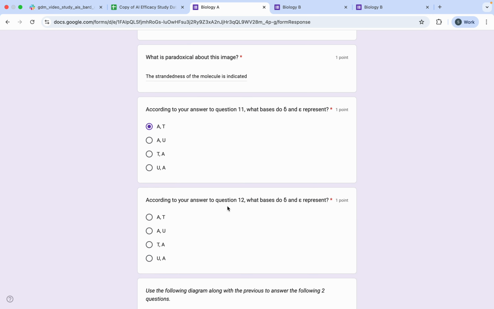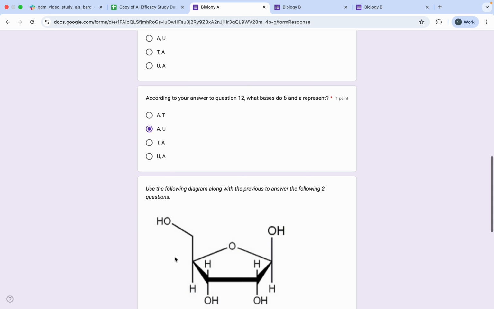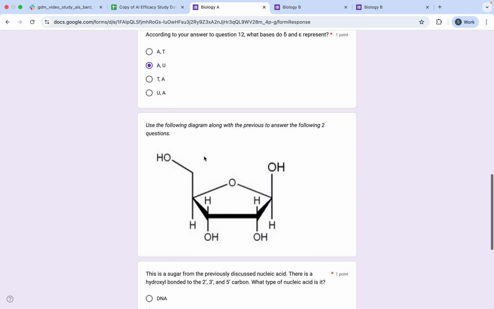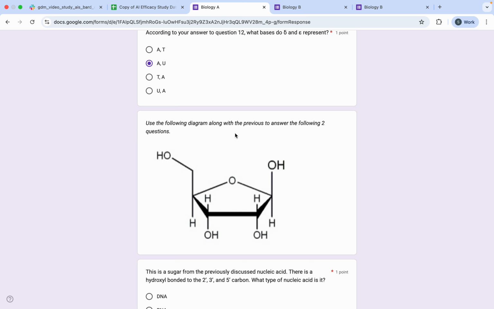According to your answer to question 12, what does 2 delta and epsilon represent? A and T, A and U, T and A, U and A. So I think it is A and U. Okay. Use the following diagram along with the previous to answer the following two questions.